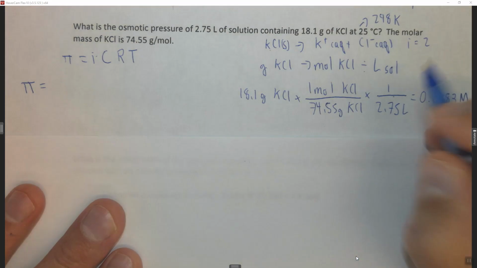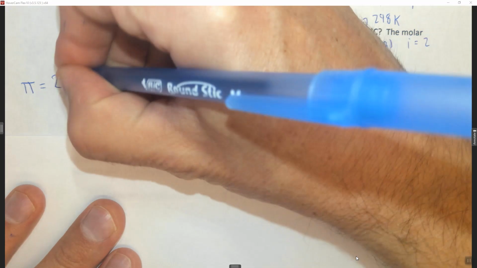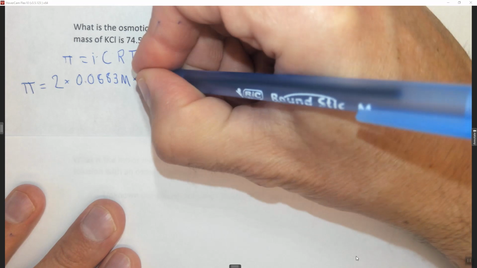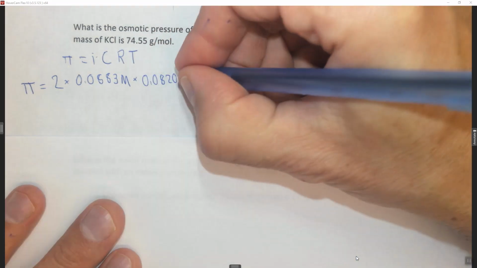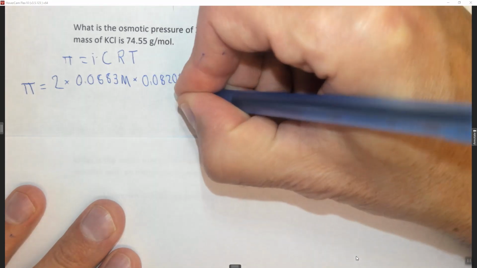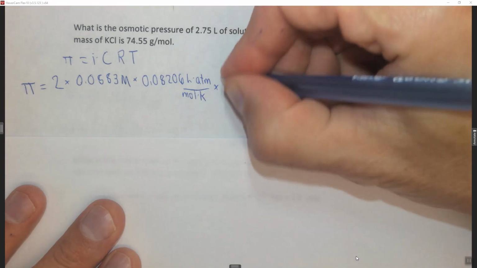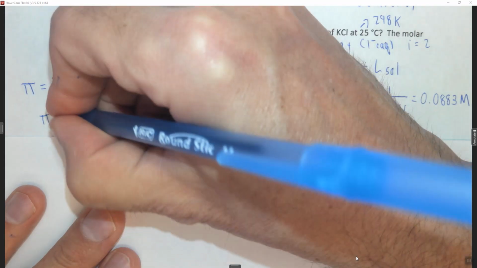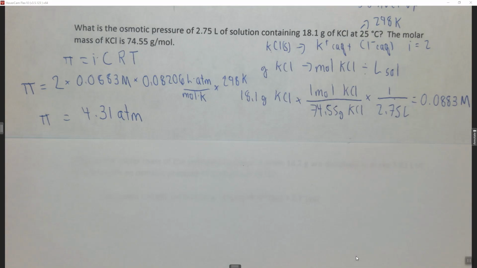The osmotic pressure equals i, 2, because it broke up into two things, times the concentration, the molarity, which we just found, 0.0883 molar, times R, 0.08206, that's liter atmospheres per mole K. I might as well write it because I'm only doing it the one time. I guess it's in the next question too. And then the temperature is going to be your 298 K. When you do this, you find the osmotic pressure of this particular solution is 4.31 atmospheres. So this is how you would determine the osmotic pressure of a solution.